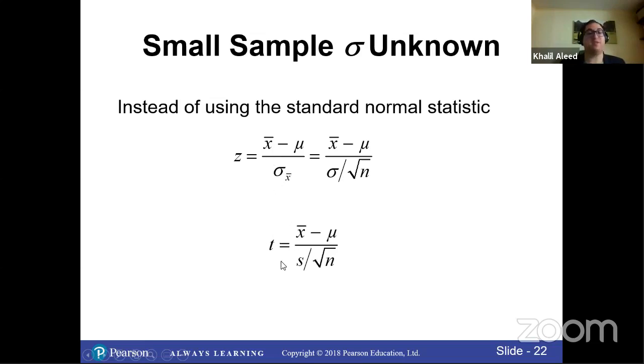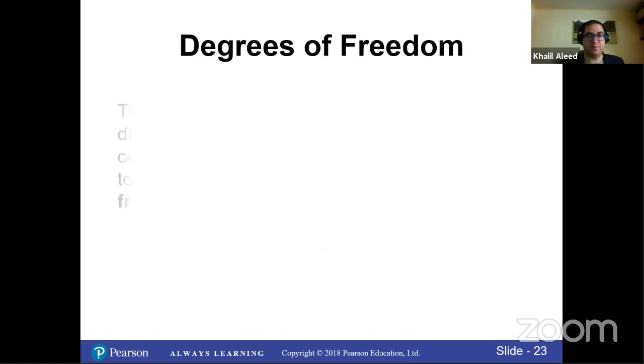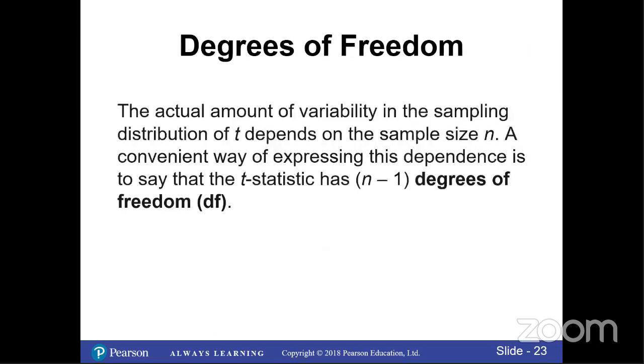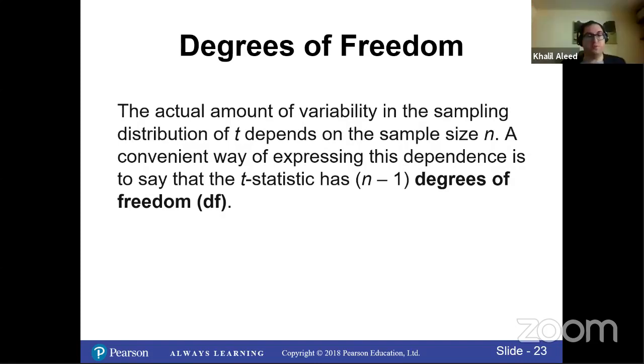Besides, T is used for small samples, less than 30. This is a fixed number. 30 or above, we use Z. Less than 30, we use the student's distribution or T distribution. The same equation will apply, just changing the standard deviation letter to S. And it's not just the letter, it's what the letter represents. Sigma represents the standard deviation of the population. S is the standard deviation of the sample.